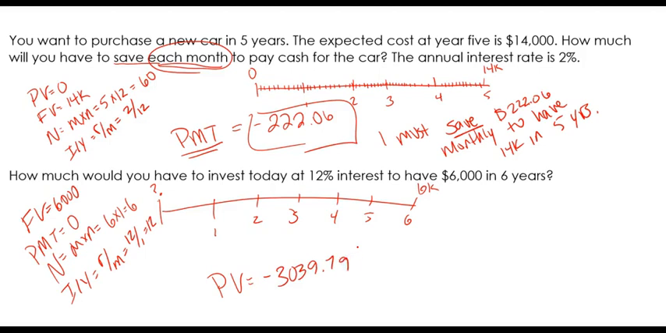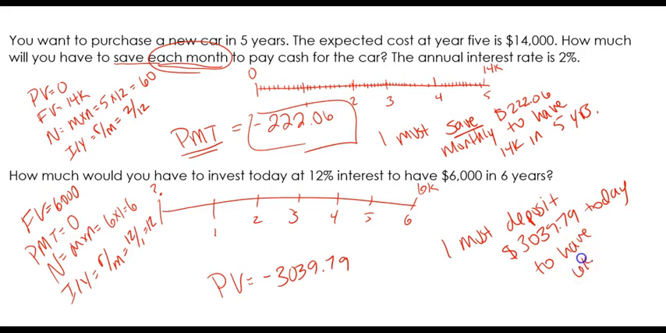So in words, we would say, I must deposit $3,039.79 today to have $6,000 in 6 years. So see how the words change? So the answer would be $3,039.79.